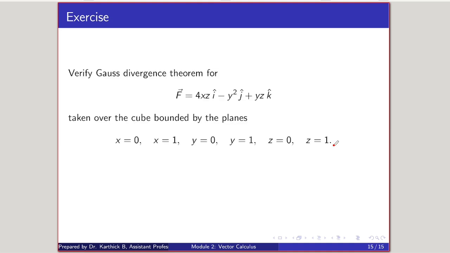And I am giving an exercise. Here you just take the simple problem: 4zx i minus y square j plus yz k. With these points, it also makes a cube. And the answer will be that both LHS and RHS will be equal to 3 by 2.